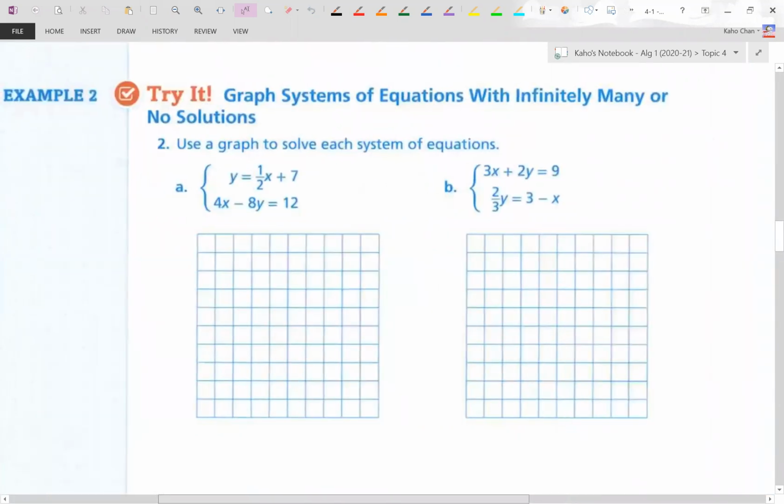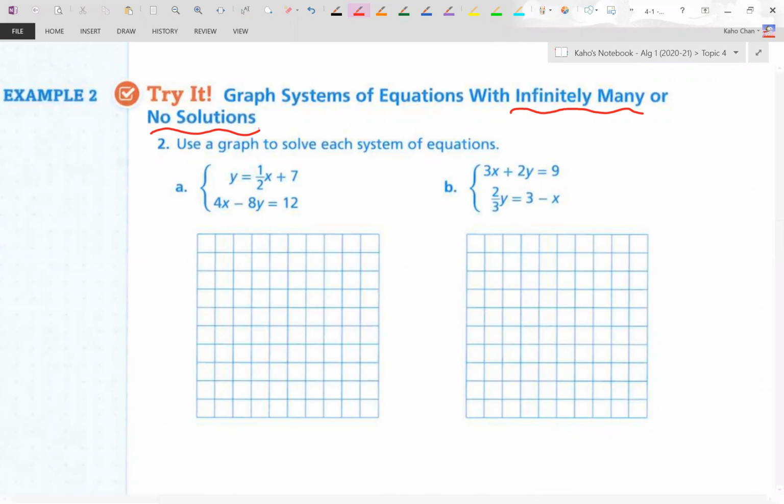But this time we have some strange things that will happen. They kind of give it away already. What would happen when you have a system with infinitely many or no solutions? So you know what's coming up, folks. We have a couple equations here for number 2a. We have y equals 1/2 x plus 7. And we have another one at 4x minus 8y equals 12. That's kind of a pain, the second one. We're going to have to use intercepts for that one.